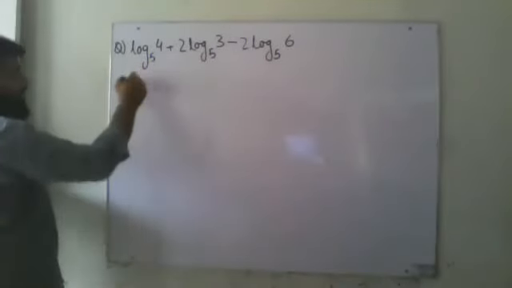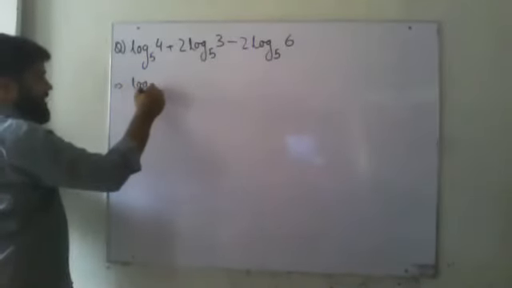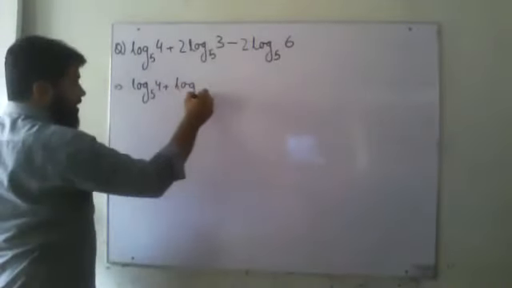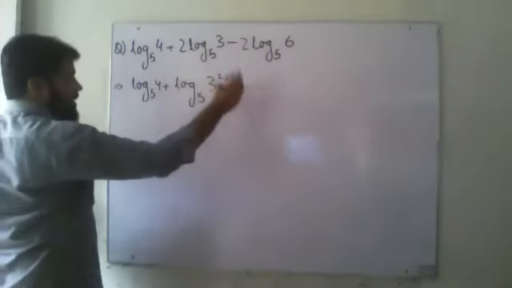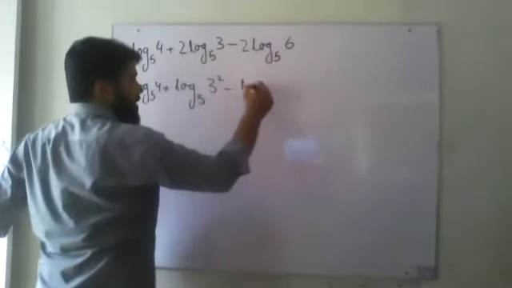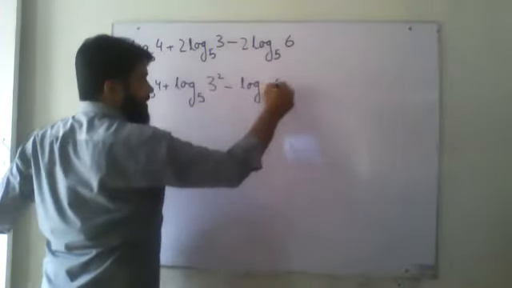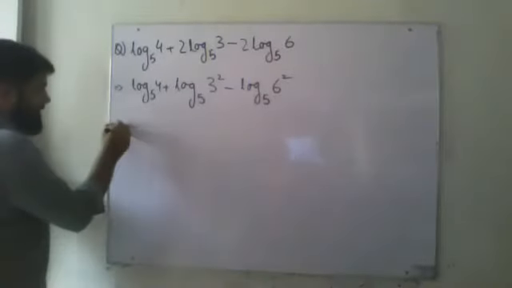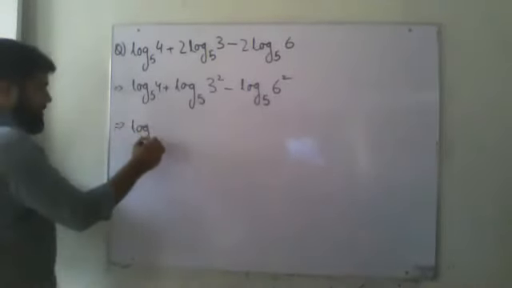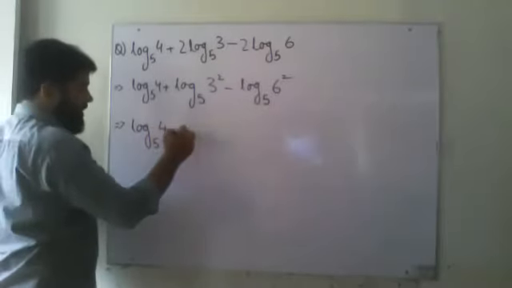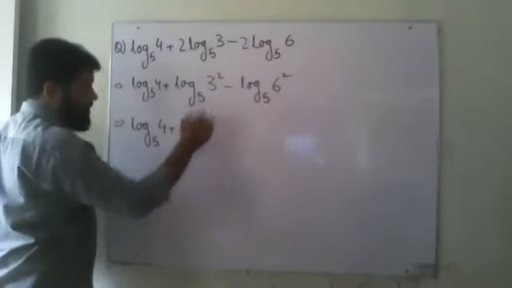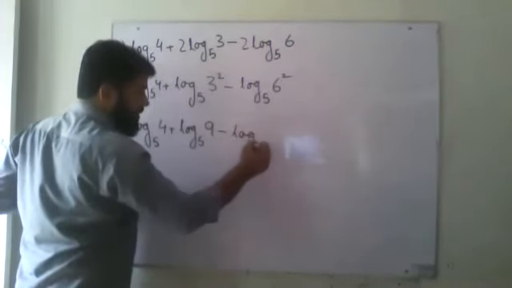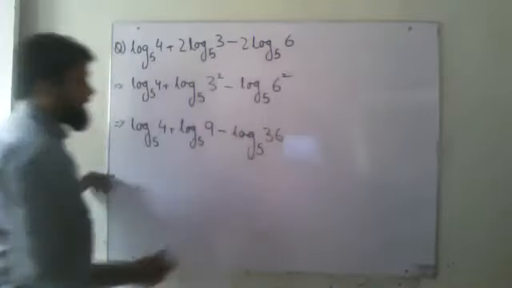First thing, I'm keeping it as it is because there is nothing over here. 2 shifted over here, log base 5 3 square. 2 shifted over here, log base 5 6 square. Okay, so when I simplify it, log base 5 4 plus log base 5 3 square will become 9, minus log base 5 36.